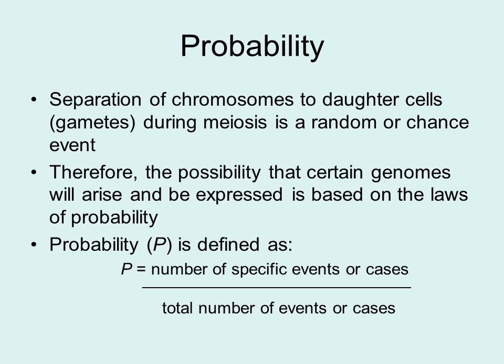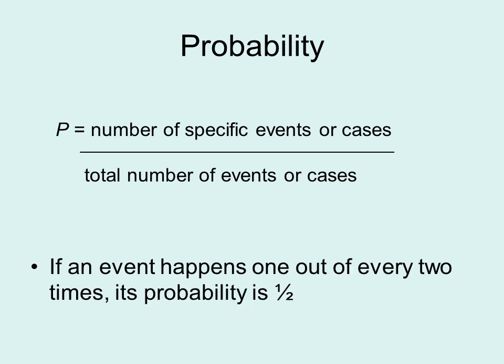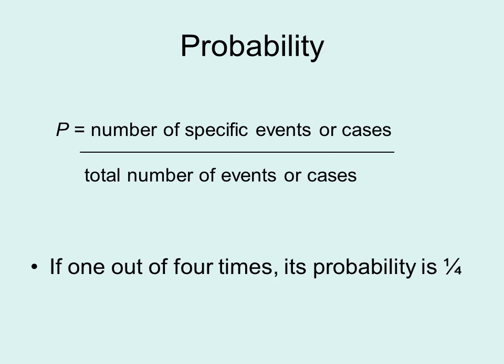Probability: you're just looking at the probability of how the chromosomes during meiosis, in the production of the gametes, which are the sperm and the egg, end up in which cell. So you look at the number of specific events versus the total number of cases. If an event is certain to happen, its probability is 1. This is just showing an example of it. If an event happens 1 out of every 2 times, then it's 1 out of 2. And you can continue on to 1 out of 4.